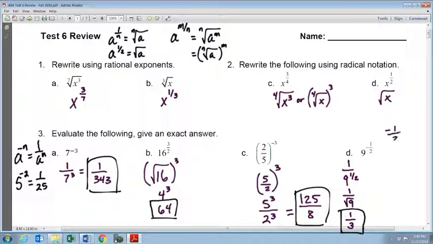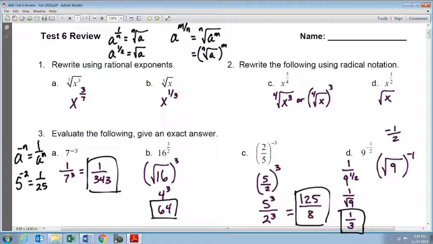Now the other way you could have done this is you could have thought, let's put the negative 1 in the numerator, and so when we write it in radical form, because of the 2, it'll be a square root, and the numerator is negative 1, so it'll be to the negative 1 power. The main thing to watch out for here is you're never going to have a negative square root.